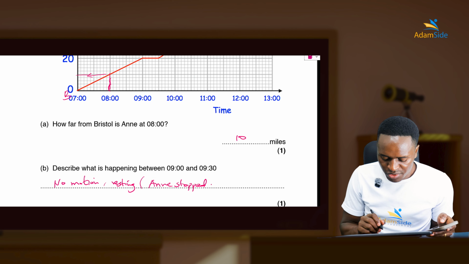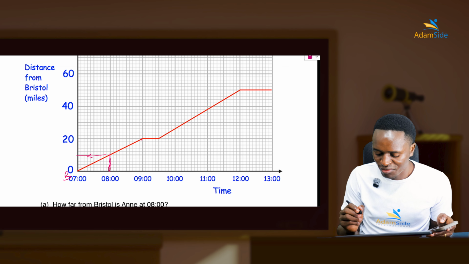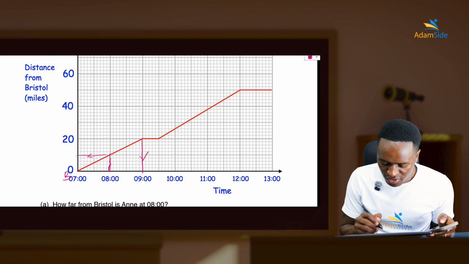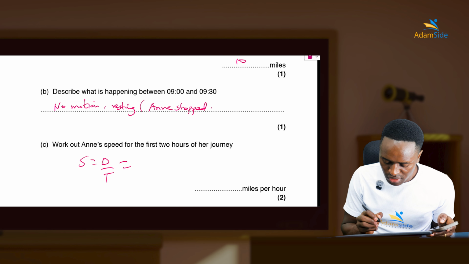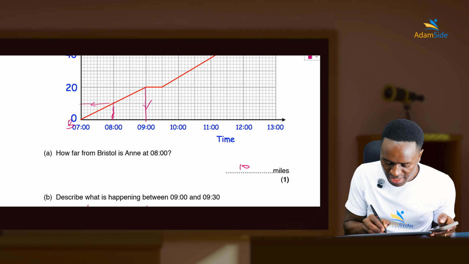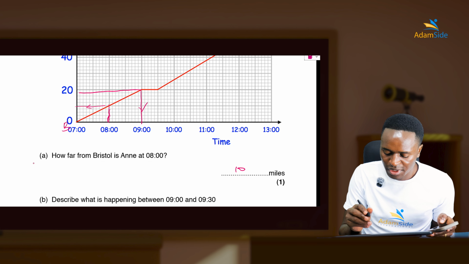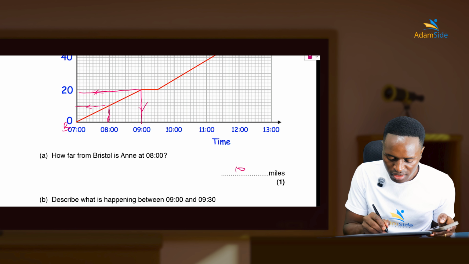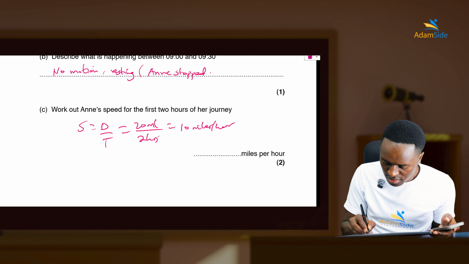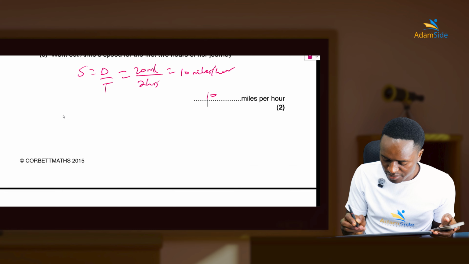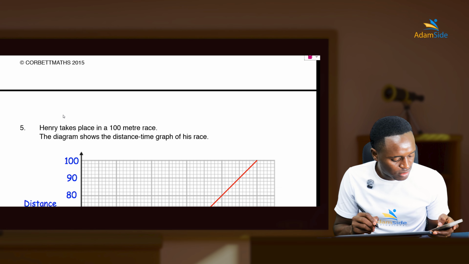Work out Anne's speed for the first 2 hours of her journey. For the first 2 hours of her journey, 7 to 9. What's the distance covered? We know speed is equal to distance divided by time. What is the distance covered? Go back to the graph. Distance covered for the 2 hours was 20 miles. The time taken is 2 hours. So it's 10 miles per hour. Correct.